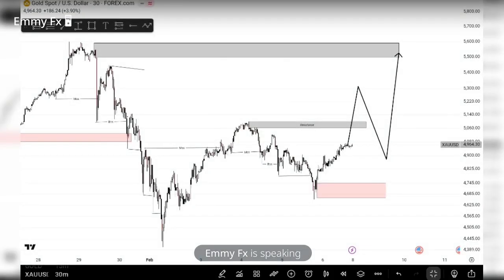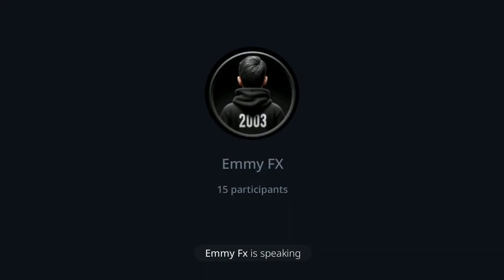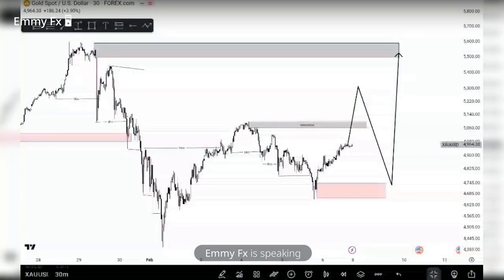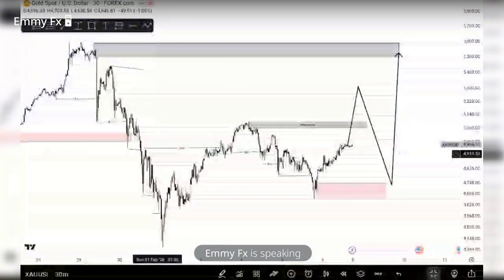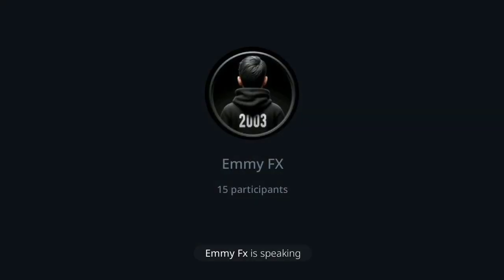All we want in the market tomorrow is another break of structure to the upside. Once we get a new break of structure to the upside, find the origin, find the order block, and tap in. You have an MSS, a new break of structure, find the order block, tap in and sell out from this zone.